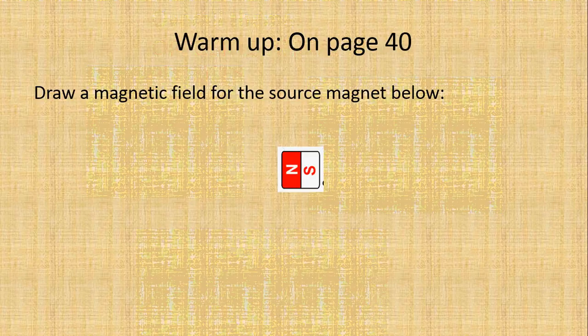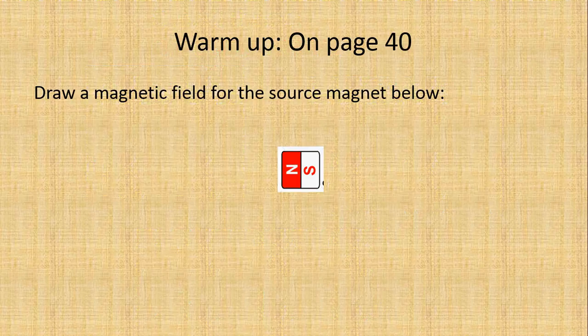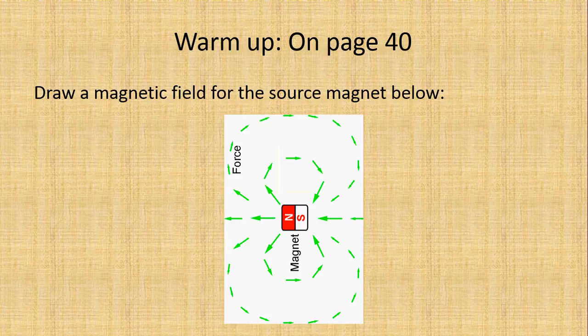So in your notebooks, you can draw the bar magnet here with north and south pole, and then see if you can draw a magnetic field around this magnet. So if you want to pause it and do that quick. And this is what that's going to look like. So again, our magnetic field is always coming out the north end and in the south end.